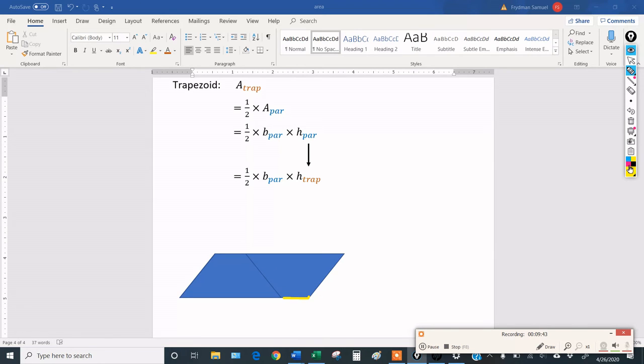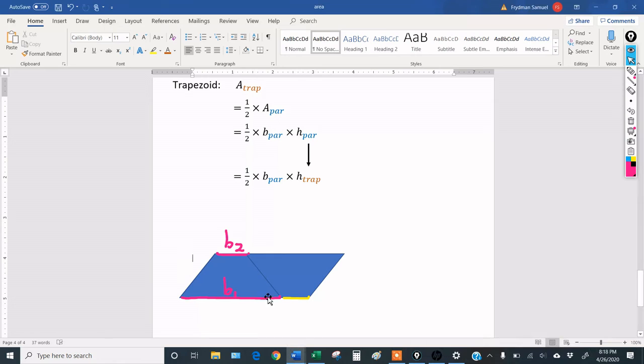Actually, trapezoids have 2 bases. Let's call the bottom base base 1, and the top base base 2. We can see that the missing piece is equal to base 2. We know that because of how we got our trapezoid in the first place. Remember, we cut the parallelogram in half. So in fact, we got 2 identical trapezoids.